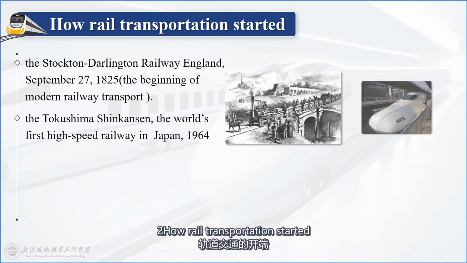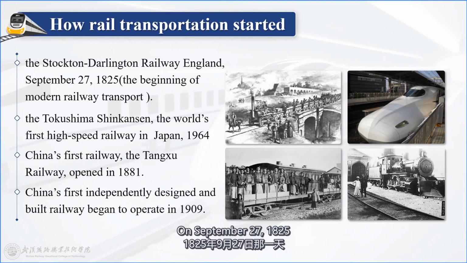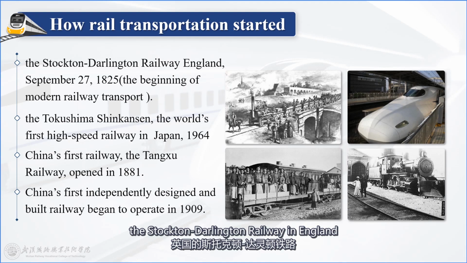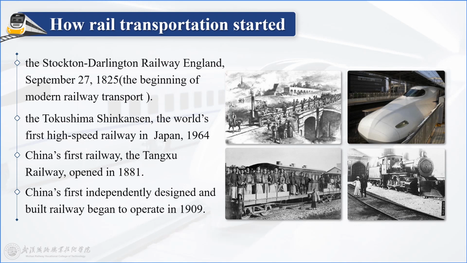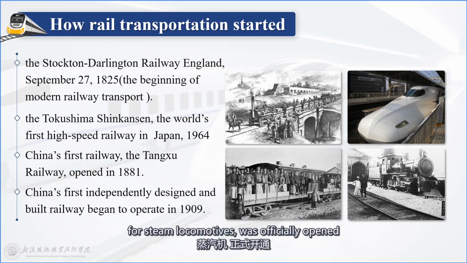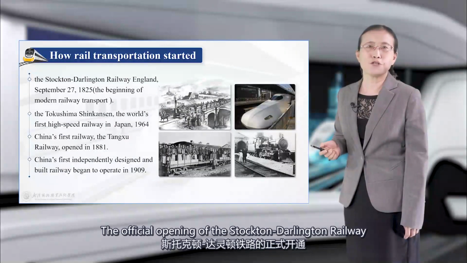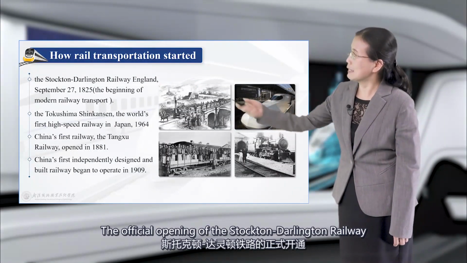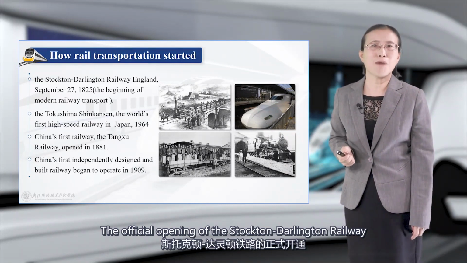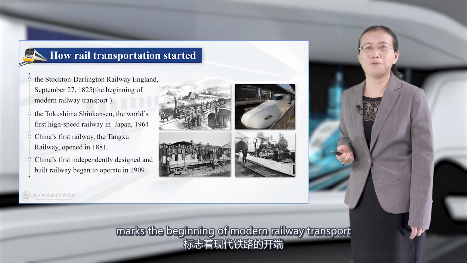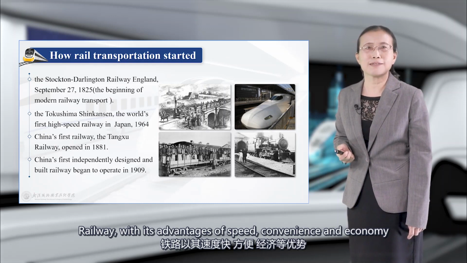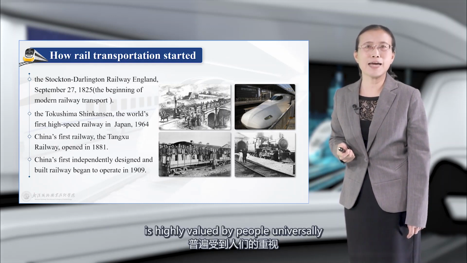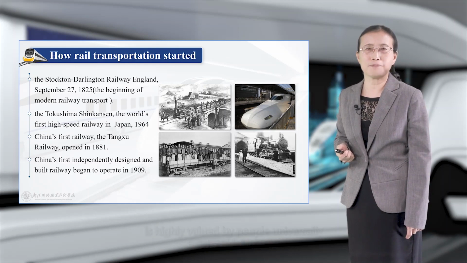How did rail transportation start? On September 27, 1825, the Stockton-Darlington Railway in England, the world's first permanent public transport facility for steam locomotives, was officially opened. The official opening of the Stockton-Darlington Railway marks the beginning of modern railway transport. Railway, with its advantages of speed, convenience and economy, is highly valued by people universally.